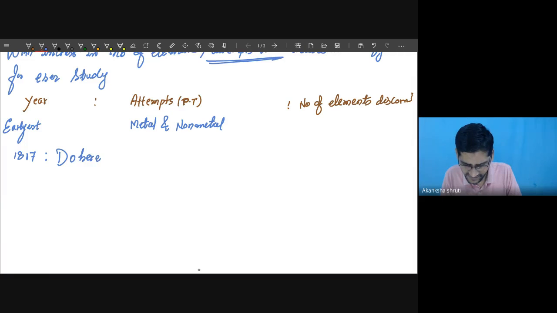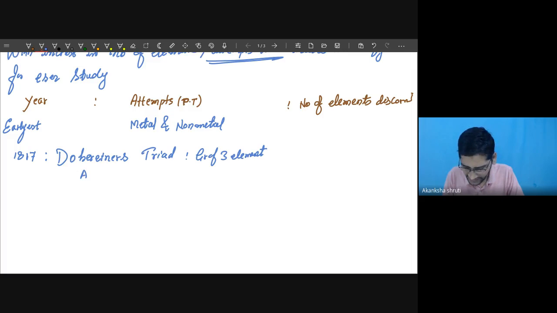Dobereiner's triad. The triad itself indicates a group of three. So it was a group of three elements.